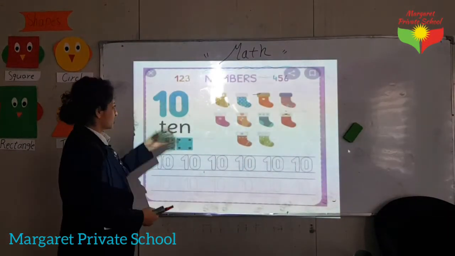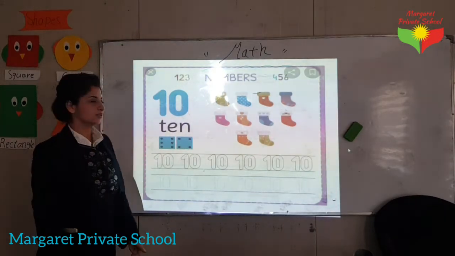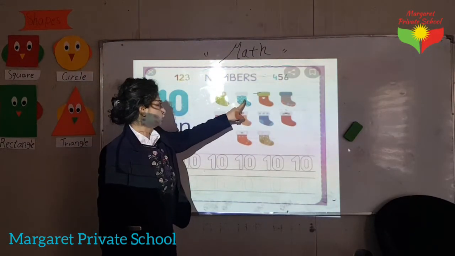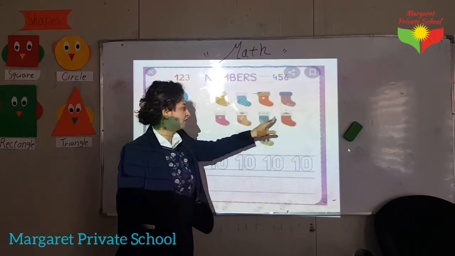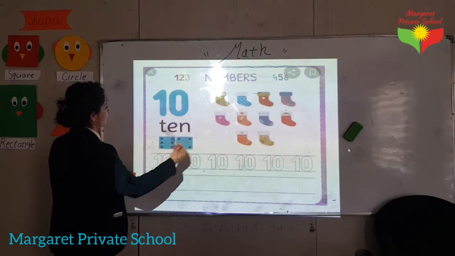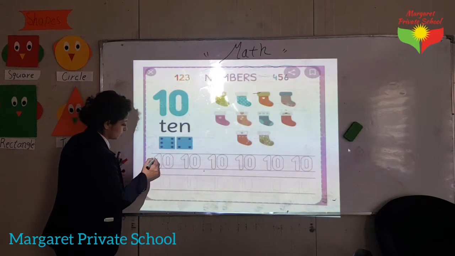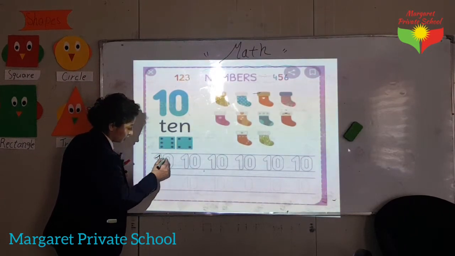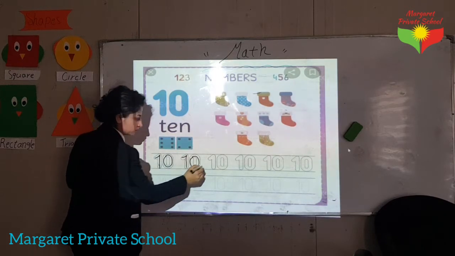How many socks do you see? 1, 2, 3, 4, 5, 6, 7, 8, 9, and 10. So we have 10 socks from here. How writing number 10?